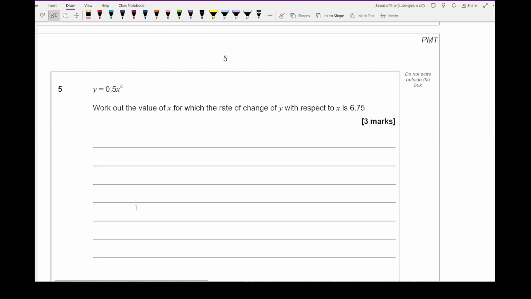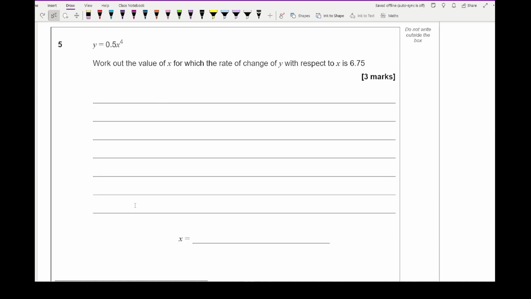Then moving on to question 5, it says y equals 0.5 x to the power 4. Work out the value of x for which the rate of change of y with respect to x is 6.75. Now whenever you see the word rate of change, you always need to think of differentiation. So for this, we need to differentiate this expression. So we've got dy over dx. And again, the rule for differentiation: move the power to the front, lower the power by 1. So 4 times 0.5 is 2, and lowering the power by 1 gives us this.